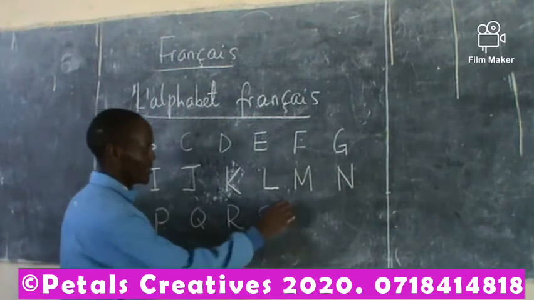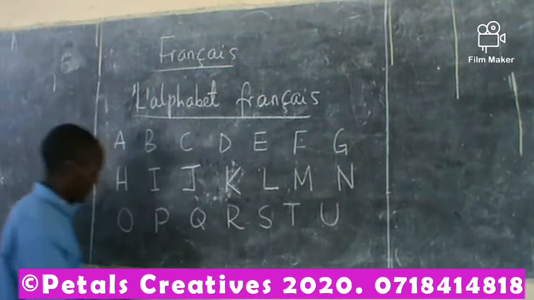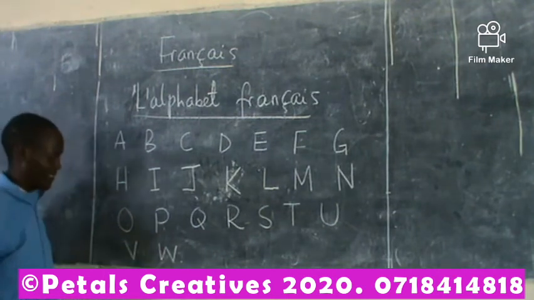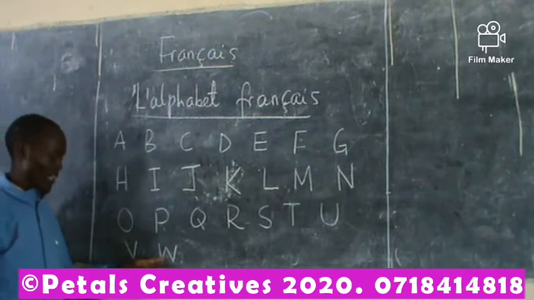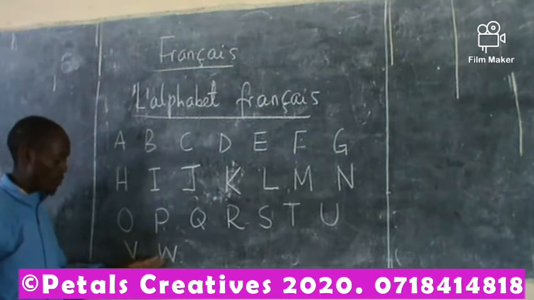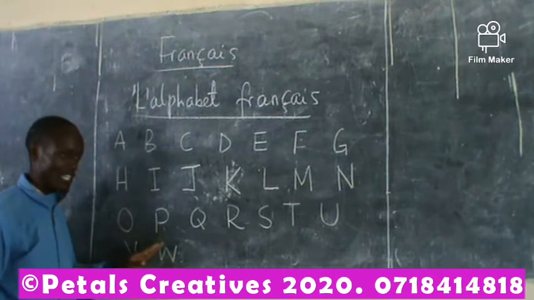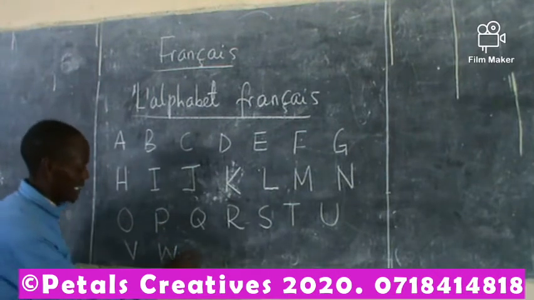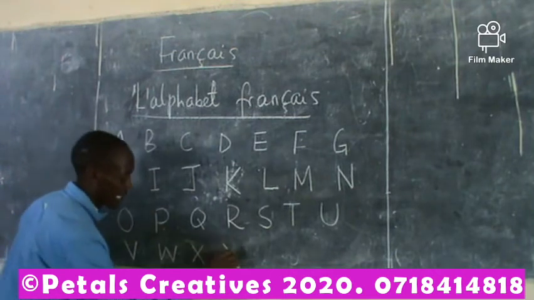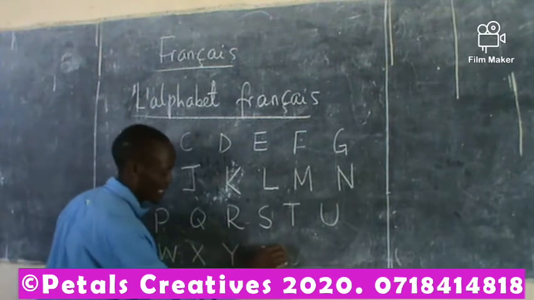S, T, U, V, W. So when we are talking about W, it's a double form of V. So that's why we are saying V, then W. That is double V. Then X, Y, Z.